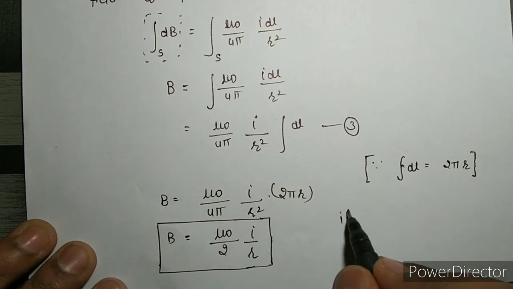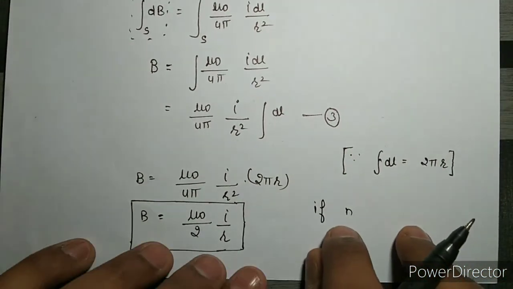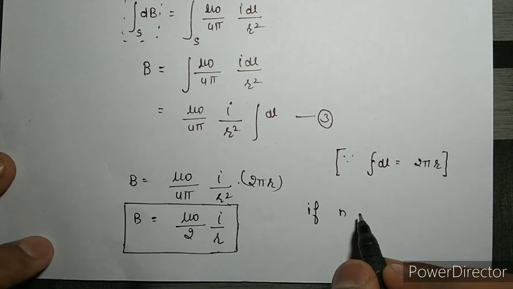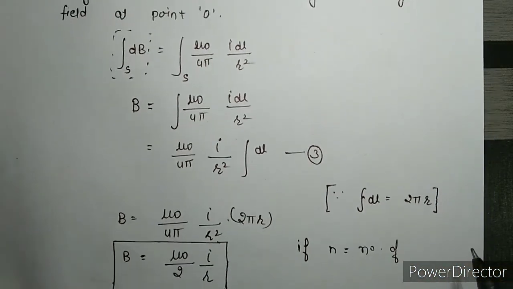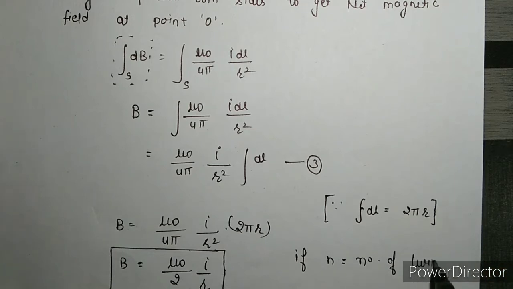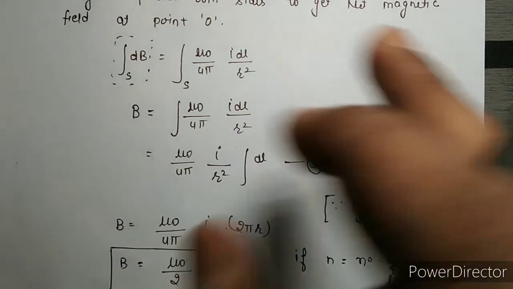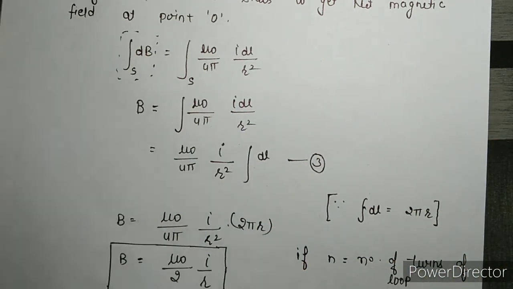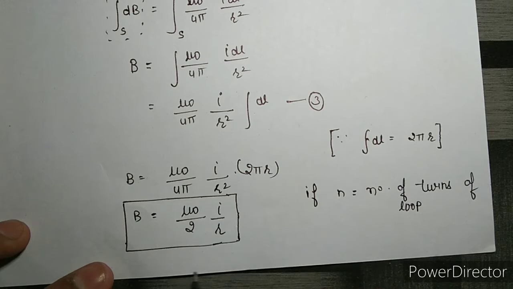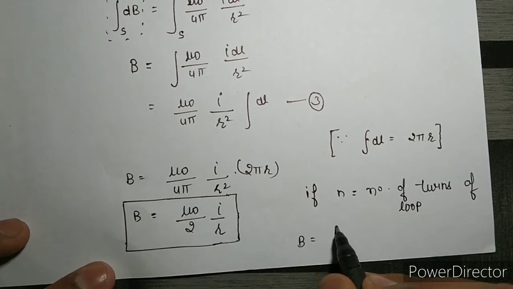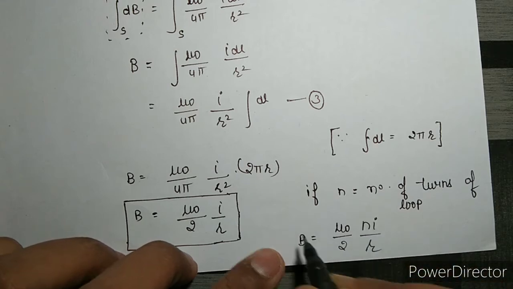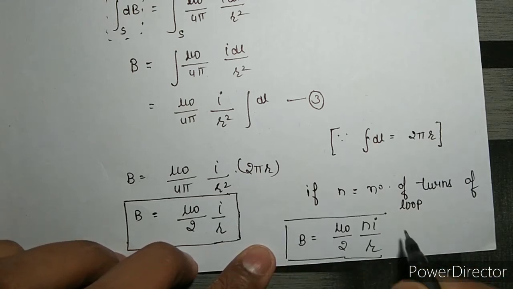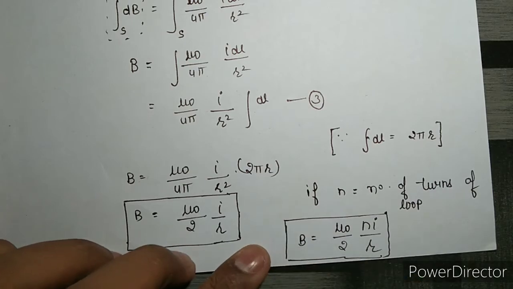If n be the number of turns of the loop, suppose there are n circular coil loops, then the answer will be B is equal to mu naught upon 2 n I upon r. This is the general equation for the magnetic field at the center of an n-turn circular loop coil.